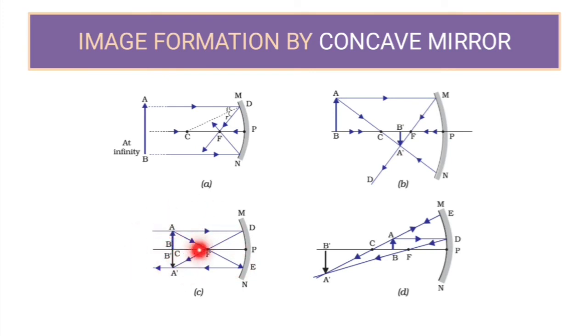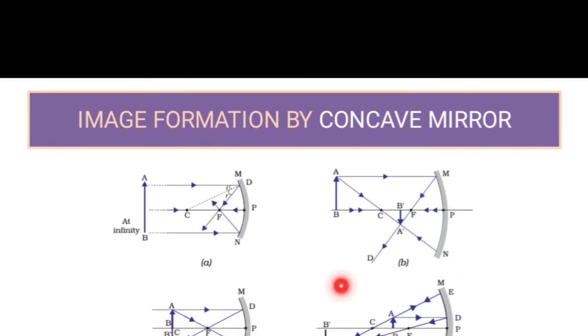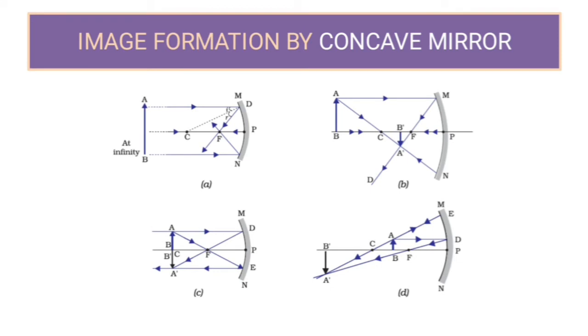Now in this case the object is at the center of curvature. After reflection, the rays of light pass again through the focus and the image is formed at the center of curvature. So the image and the object are at the same position. The only difference is the object is erect and the image is inverted. Then comes the fourth case, where the object is between the center of curvature and focus and the image is beyond the center of curvature. The image is still real and inverted, but it is enlarged, bigger than the object.